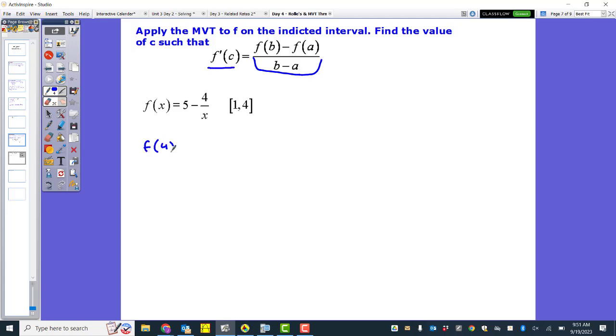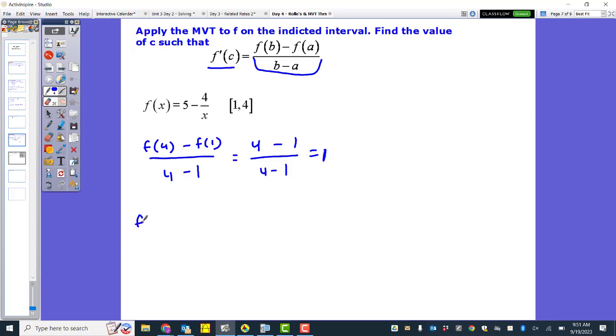f of 4 minus f of 1, over 4 minus 1. So plug in 4, we get 5 minus 1, which is 4. Minus, plug in 1, we get 5 minus 4, which is 1, over 4 minus 1, which gives us 1. So our average rate of change is 1. So what we're looking for is where is the derivative equal to 1? So let's take our derivative.